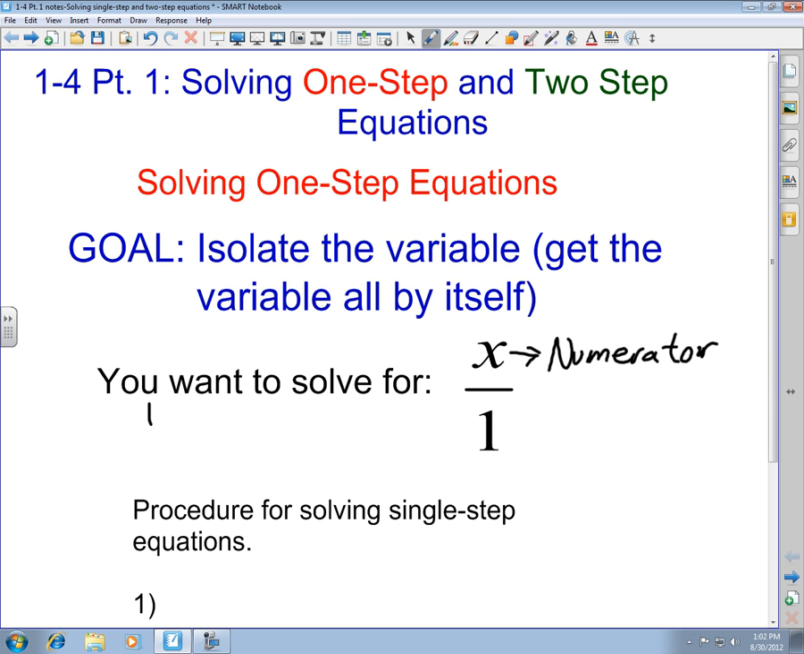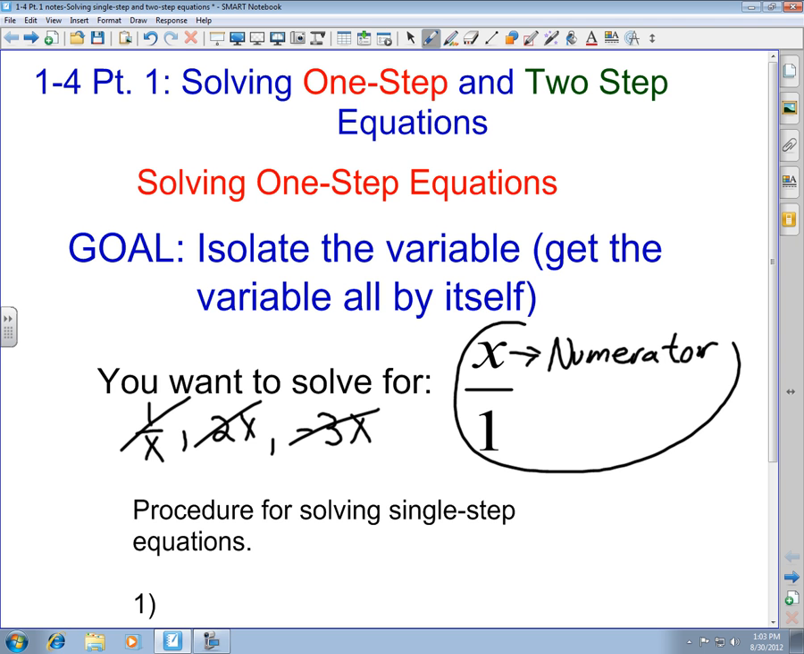You don't want to solve for 1 over x, or you don't want to solve for 2x, or you don't want to solve for negative 3x. No. All of that is no good. You always want to solve for x over 1, or the variable over 1. Okay, you want to have the variable in the numerator.